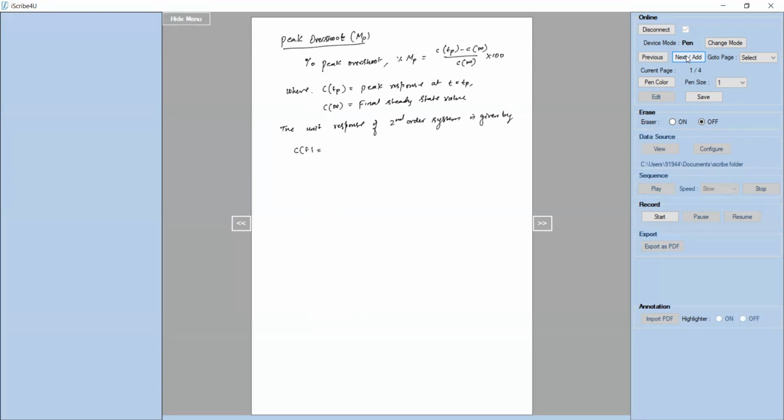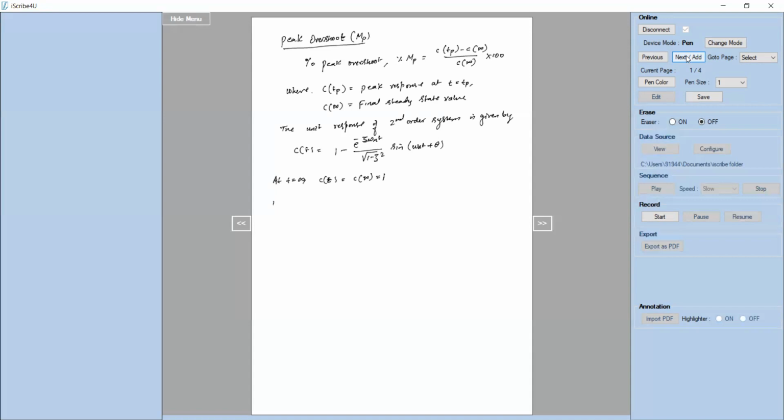C of t is equal to 1 minus e power minus zeta omega n t divided by square root of 1 minus zeta square sine omega d t plus theta. Okay. So we know that at t is equal to infinity, C of t is equal to C of infinity is equal to 1. Okay, we know that at steady state it will be approaching the input which is equal to 1.